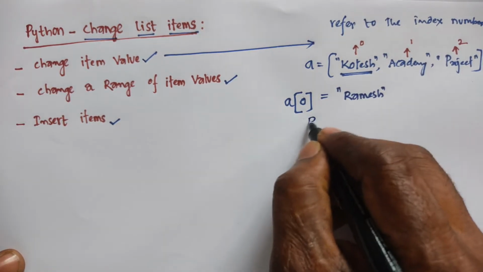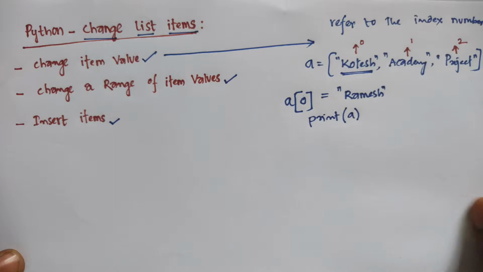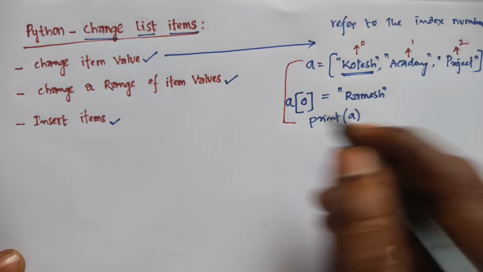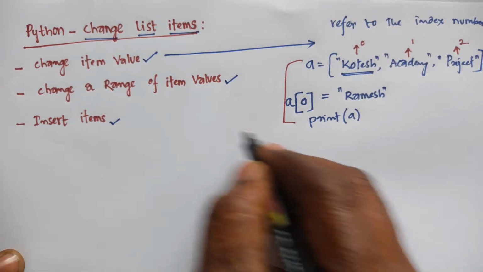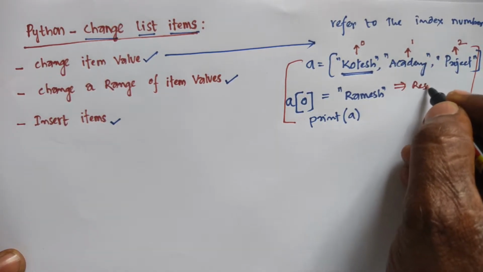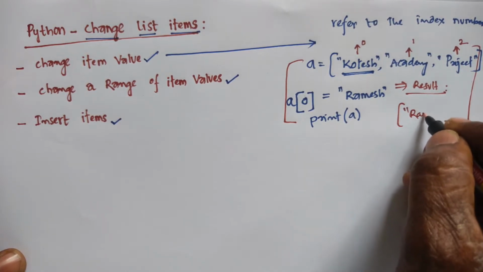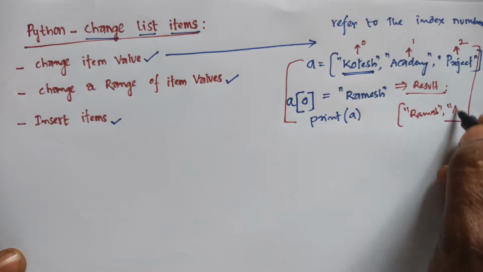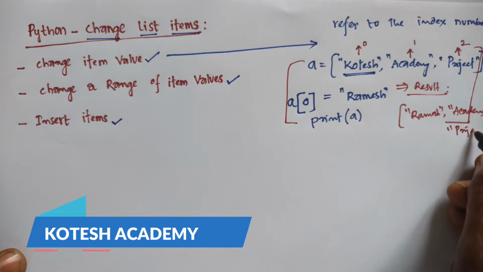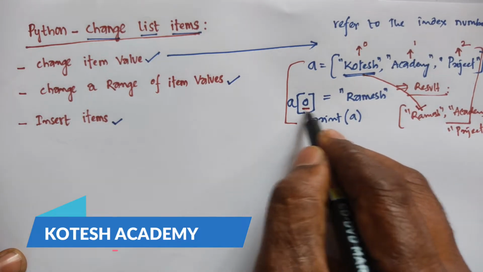Then you can write print of variable A. After execution of this instruction, what is the result? For the entire list, the result is Ramesh, and as usual the position is the same, academy, and as usual project. You are getting this. So here Kotesh is replaced by Ramesh at position 0.